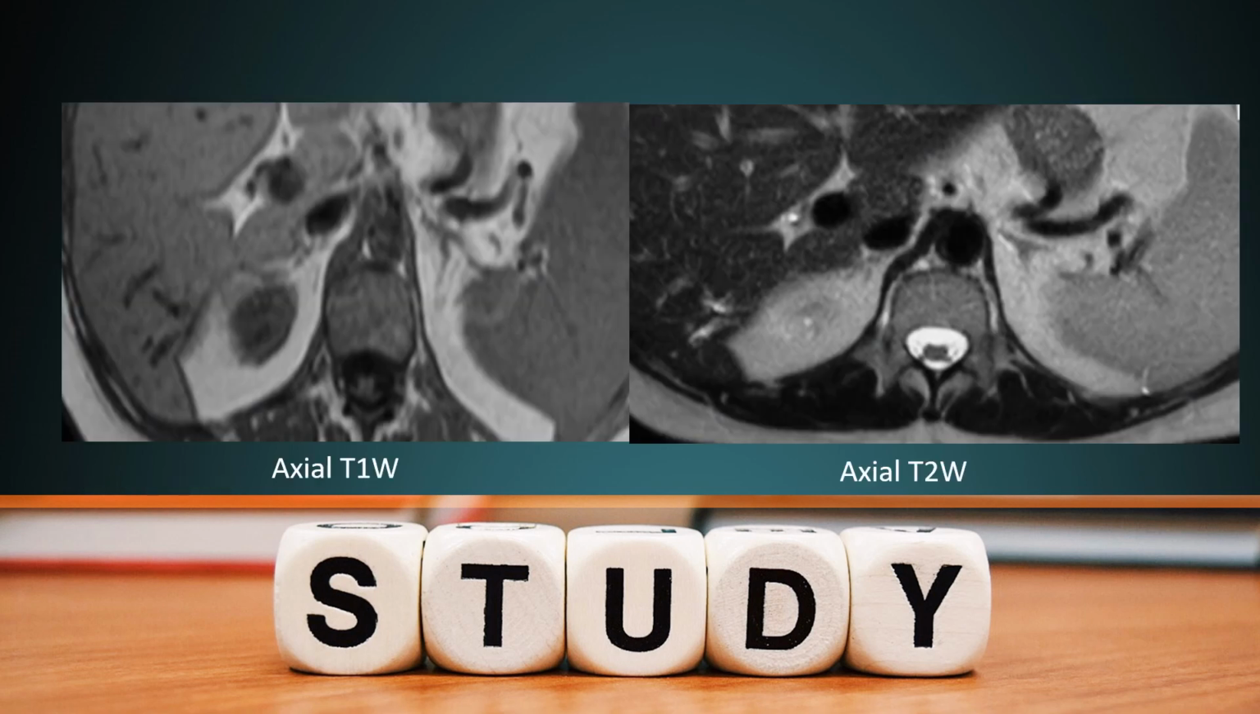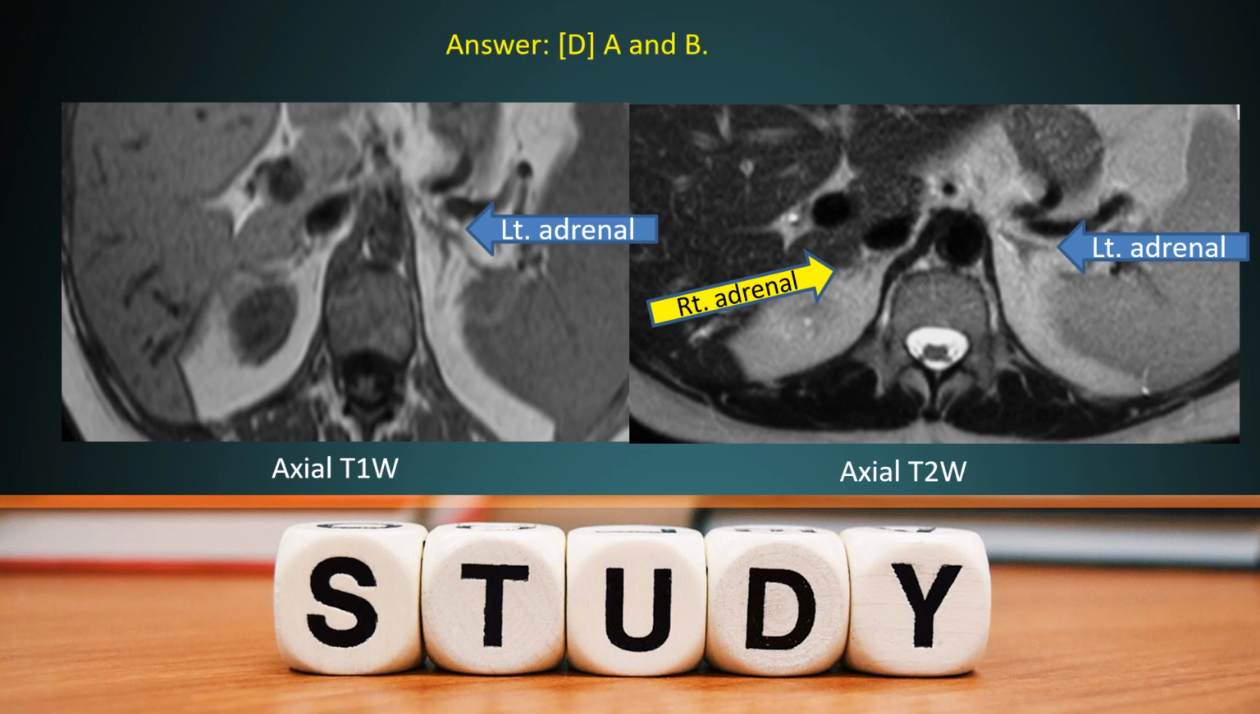On these axial MRI images, T1 and T2, the peritoneal and retroperitoneal fat exhibits high signal intensity on T1 and T2 sequences, while both adrenal glands, on both T1 and T2, exhibit low signal intensity compared with the adjacent fat. At the same time, their signal intensities are similar to the spleen, on both T2 and T1. Thus, the right answer to this question is choices A and B.